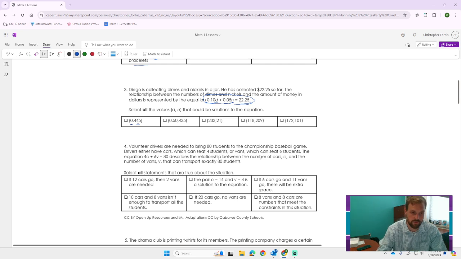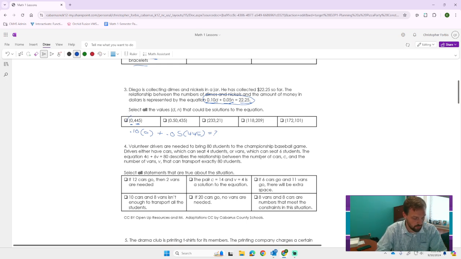Maybe I'll write out the first one just to show you what I mean. So I'm plugging in 0.10, instead of D I'm plugging in 0 plus 0.05, instead of N I'm plugging in 445. And I'm curious what that equals. Does that equal $22.25? I will say, if you plug that in the calculator, it does work.